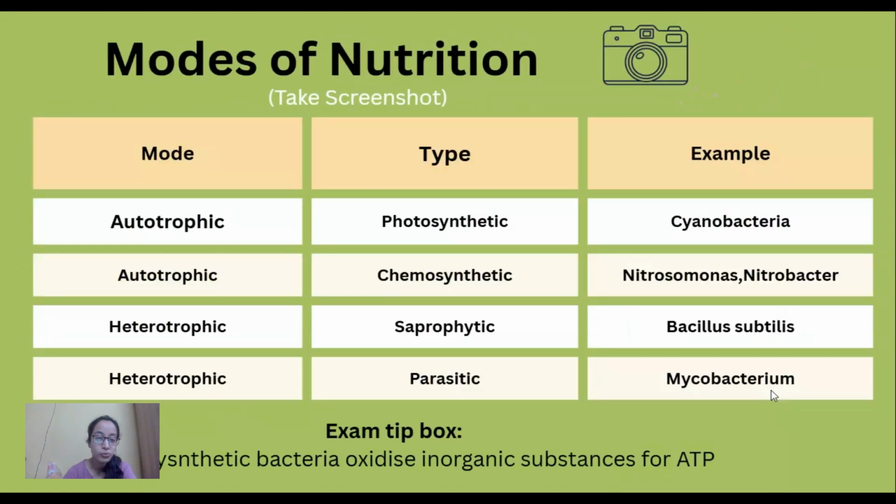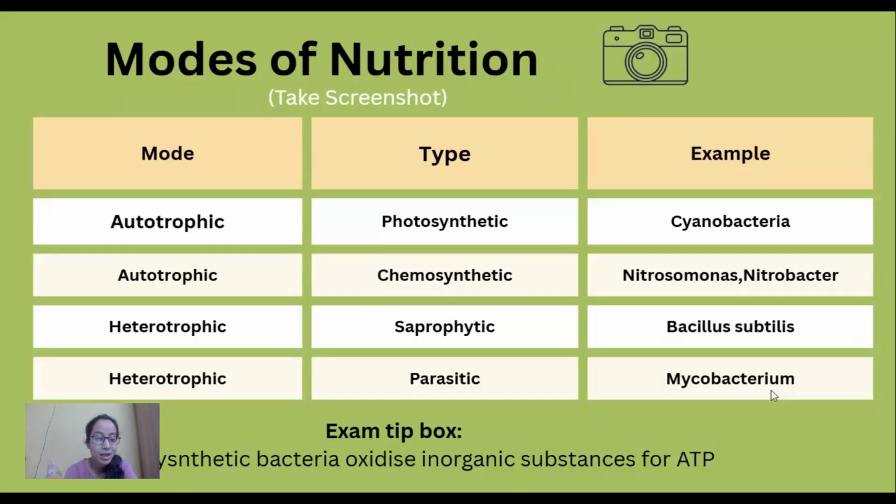Next, we move to the modes of nutrition. You can take a screenshot of this table as it will help you further in your exam. Bacteria show the most extensive metabolic diversity. Let's use the NCERT table. Autotrophic bacteria make their own food. Photosynthetic ones like cyanobacteria use sunlight. Chemosynthetic ones like Nitrosomonas and Nitrobacter oxidize inorganic substances like ammonia to get energy. This is the key for the nutrient cycles.